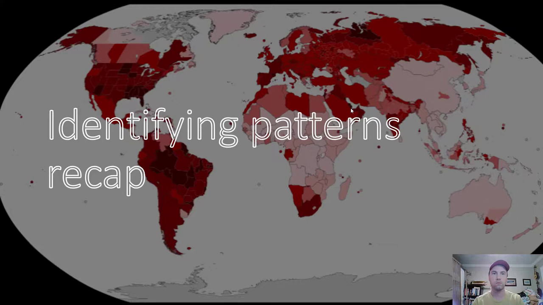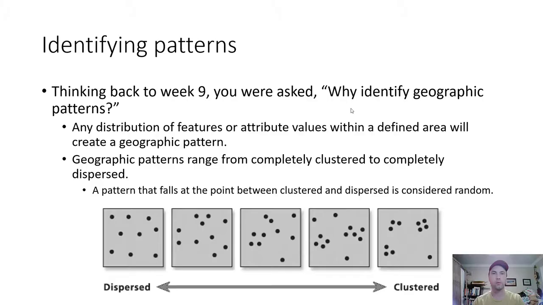All right, so a quick recap before we jump back into patterns. Identifying patterns recap. Thinking back to week 9, you were asked why identify geographic patterns? Any distribution of features or attribute values within a defined area will create some sort of geographic pattern. That's just the nature of distribution. Naturally occurring features tend to cluster together. Oftentimes, man-made features are dispersed. It depends on the source and the orientation of features, but there will be some sort of observable pattern in geographic space.